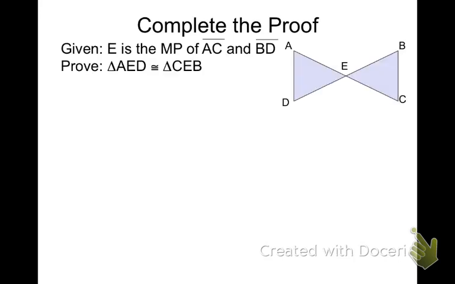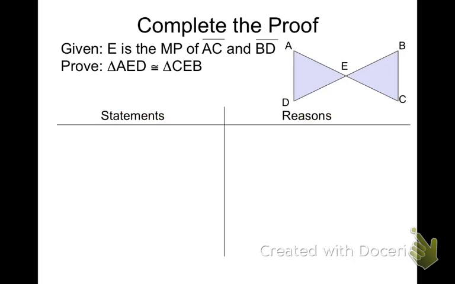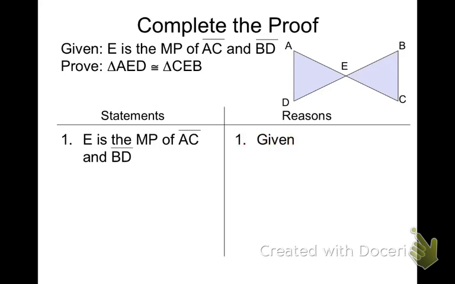All right. Can we draw that up as a complete proof? 2 columns, statements, and reasons. This is going to follow the exact same order that we just discussed, but now with an official 2 columns. So E is the midpoint of AC and BD. That's given. That creates these segment congruences, and that's by the definition of the midpoint as we saw.